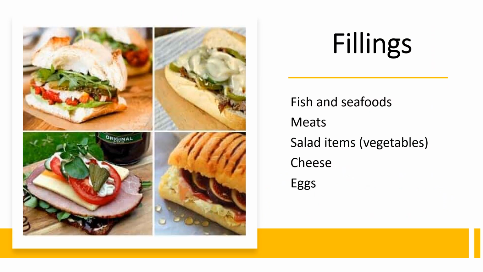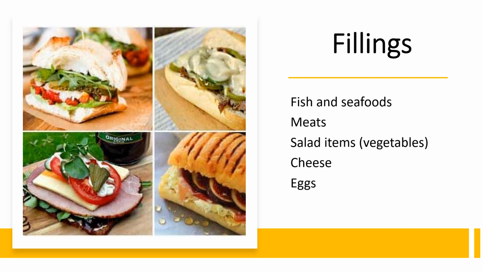Examples of fillings are the following. We have fish and seafoods, meats, salad items, cheese, and eggs. For fish and seafoods, we have tuna, sardines, smoked salmon, shrimp, anchovies, fried fish portions like fish fillet. Most seafood fillings for sandwiches are highly perishable and should be kept well chilled at all times.